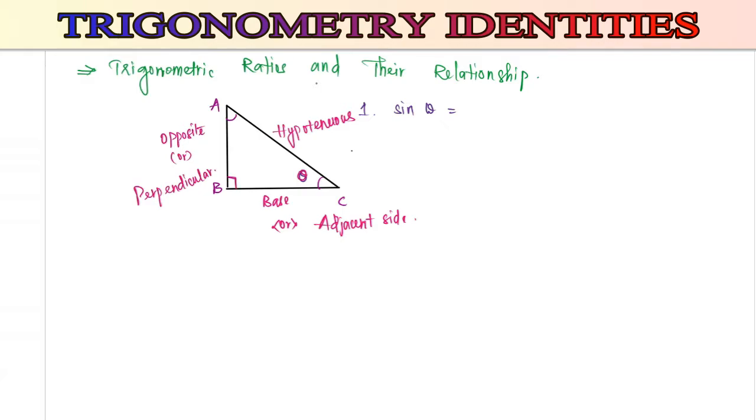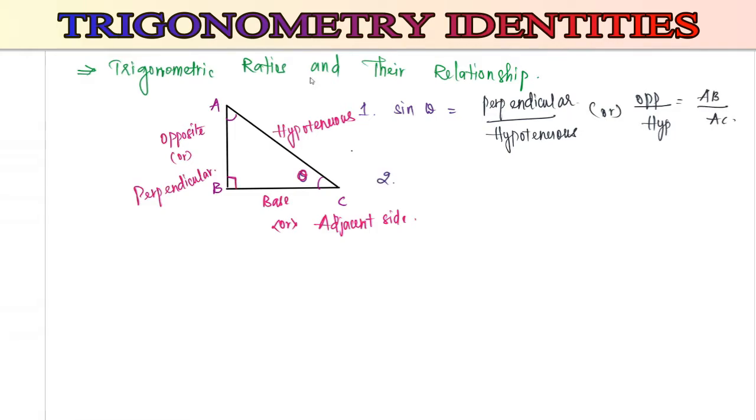Okay, now let me see one by one. Sine theta is equal to perpendicular divided by hypotenuse side, or you can say opposite side divided by hypotenuse side. So the perpendicular side is AB and the hypotenuse side is AC. The second one, cos theta, the cosine of the angle. Cos theta is equal to base divided by hypotenuse side, or adjacent divided by hypotenuse side, which is equal to BC divided by AC.